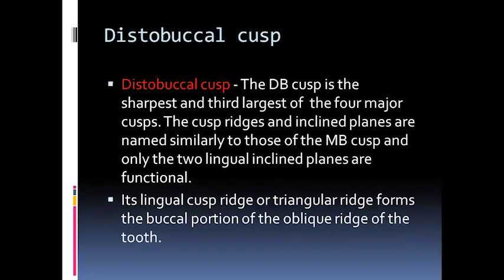The distobuccal cusp is the sharpest and third largest of the four major cusps. The cusp ridges and inclined planes are named similarly to those of the mesiobuccal cusp, and only two lingual inclined planes are functional. Its lingual cusp ridge, or triangular ridge, forms the buccal portion of the oblique ridge of the tooth.